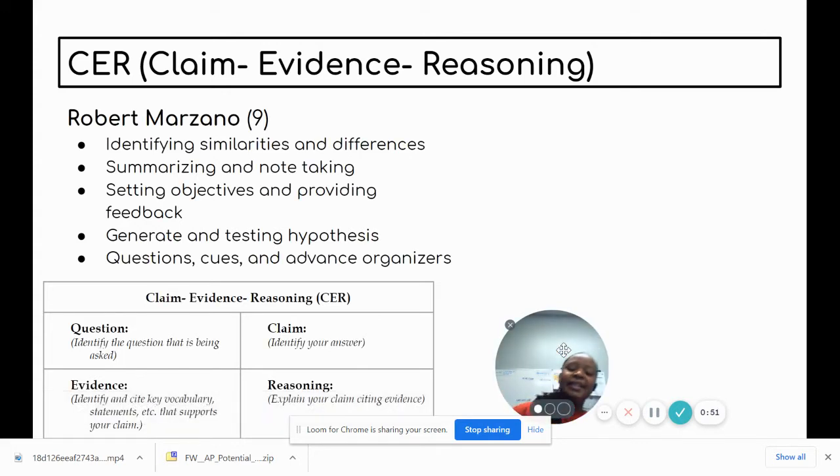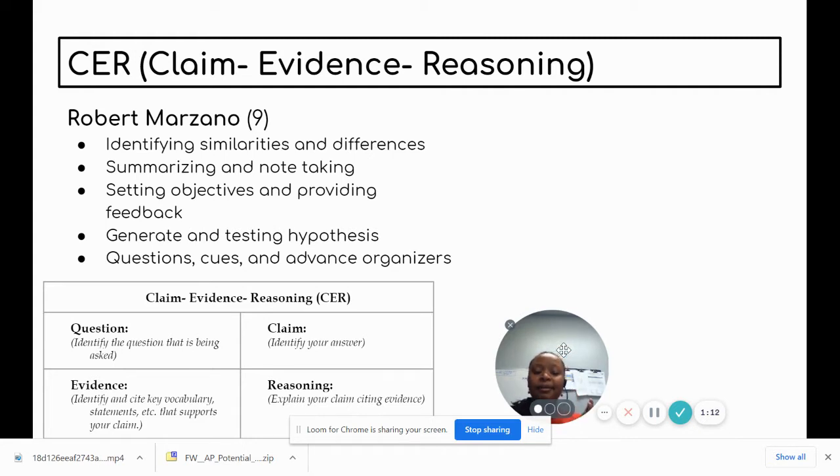It is not as explicit, but when I approach a problem with claim evidence reasoning, I tend to identify similarities and differences. So even though it's not explicit, it is loosely applying to identifying similarities and differences. Summarizing, you do have to summarize. You have to set an objective.